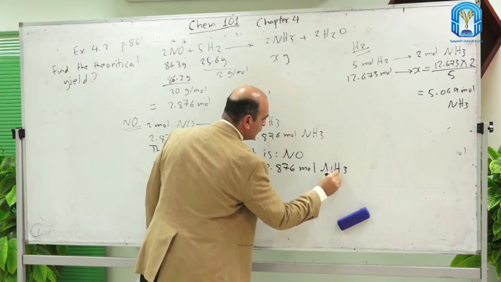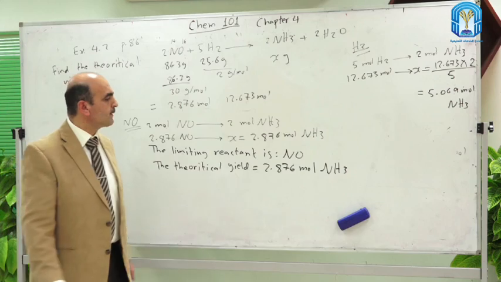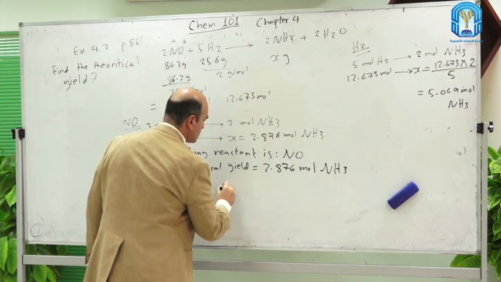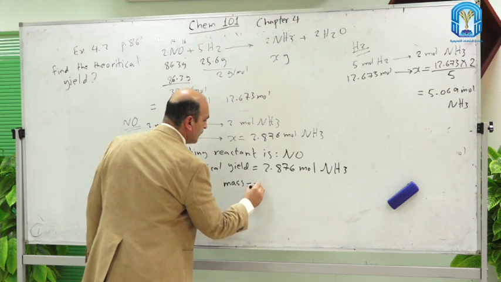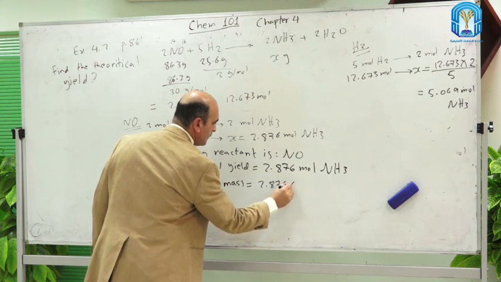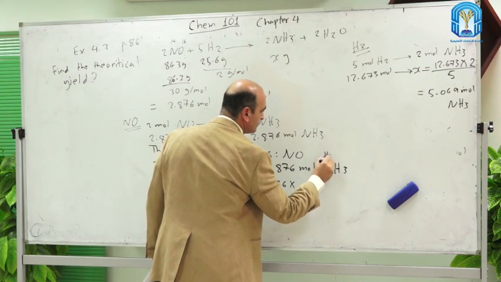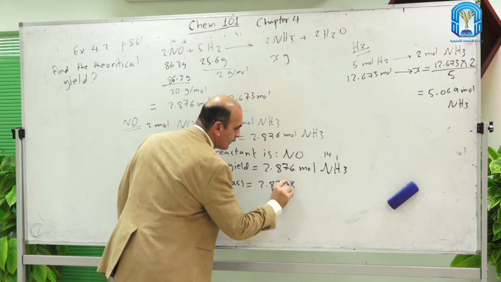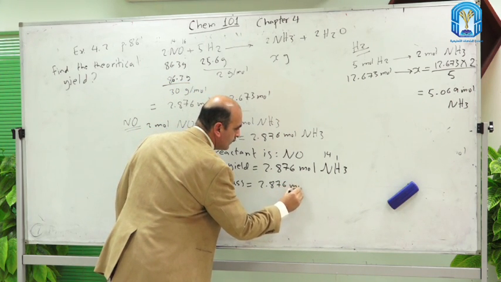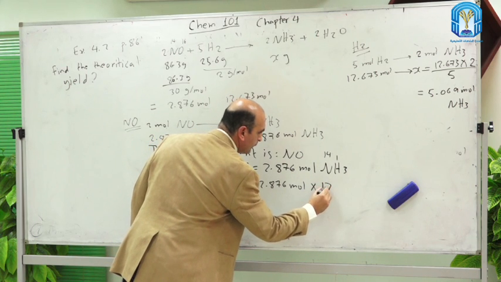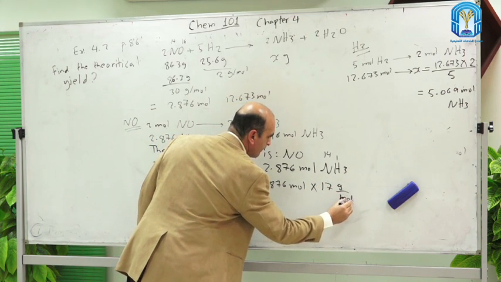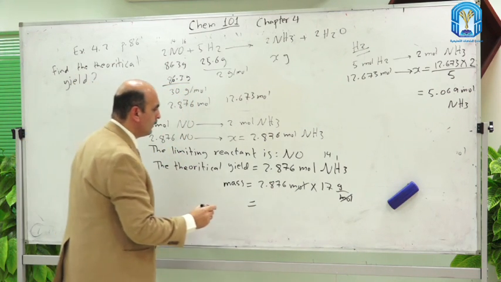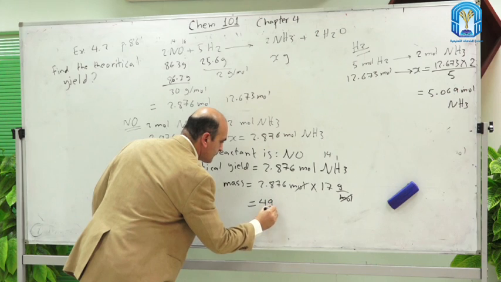But we need to convert these moles into grams, so we will multiply it by its molar mass. So the mass is equal to 2.876 times, nitrogen we have 14 and each hydrogen 1, so the total is 17 gram per mole, and this is equal to about 49 grams.